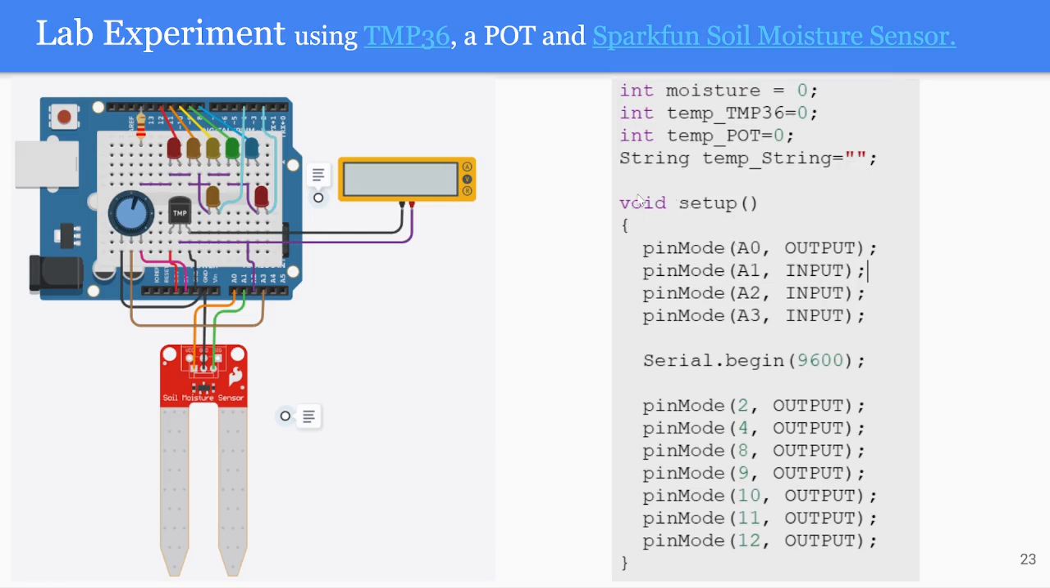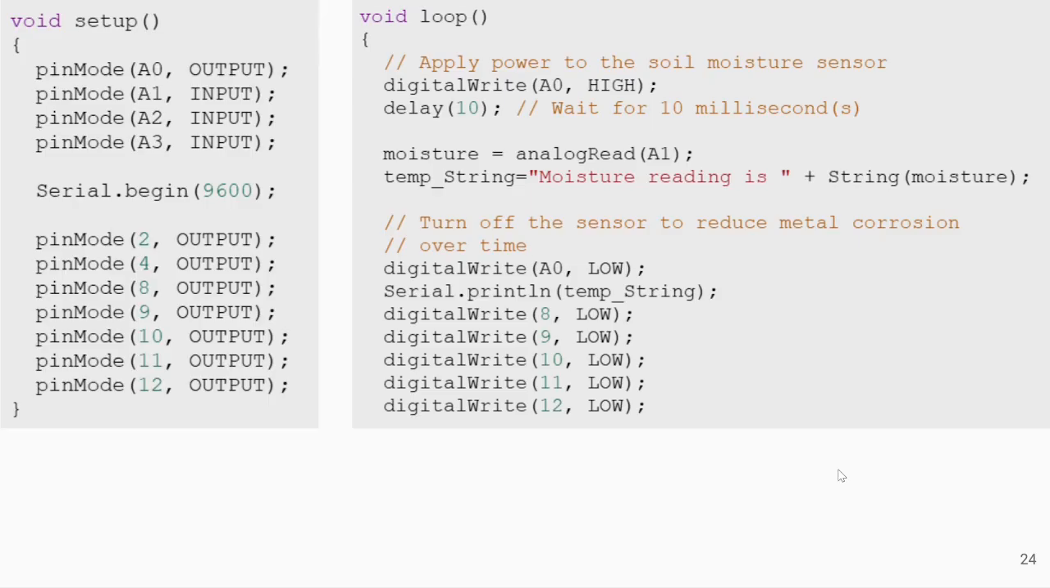The setup, as we all know, is the function that runs only in the beginning. I'm setting all the pin modes: A0 as an output, and the rest, A1, A2, A3, are all input analog channels. I'm making my serial port baud rate 9600 bits per second, and these are the output pins for all these LEDs. You can simply go and make sure that these are the pins that we are using. I'm just putting that setup again here as well, for completeness.